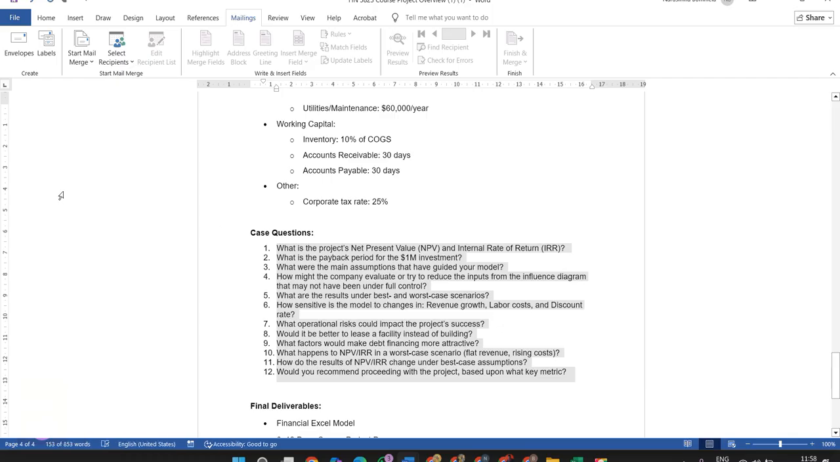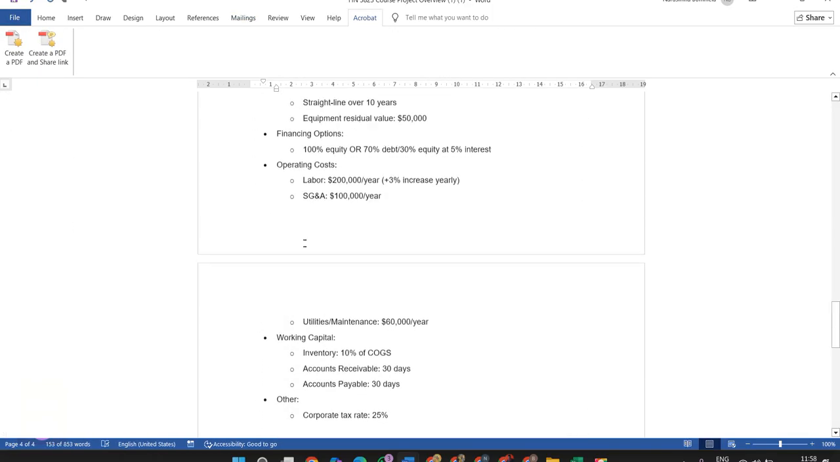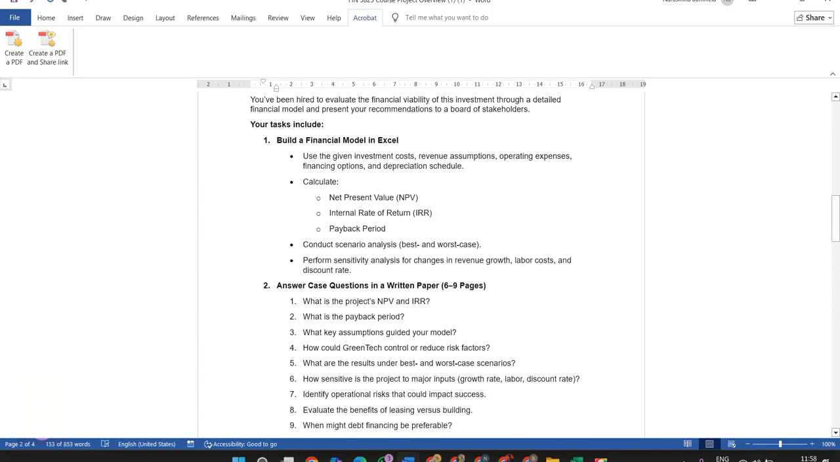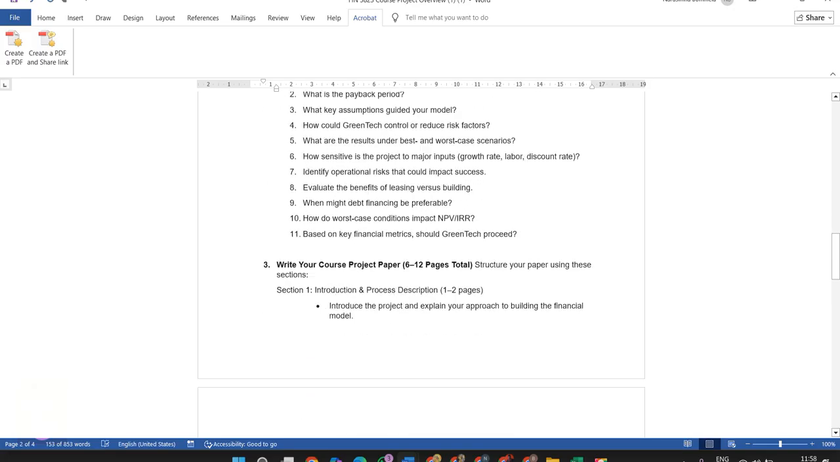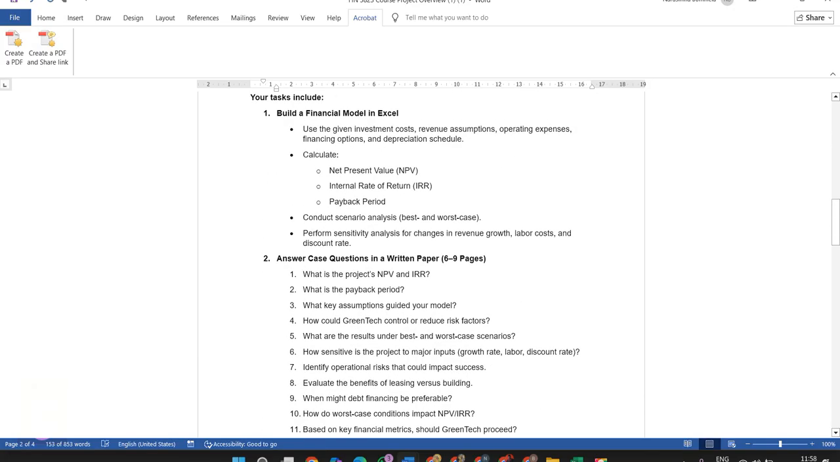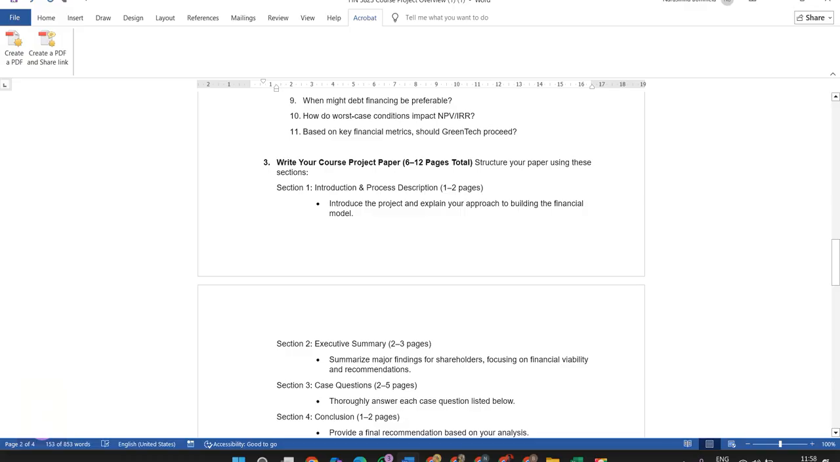However, your document structure will be like this. Here you have some basic assumptions. So write an introduction in one page. Speak about your project and what assumptions you have, some of the important assumptions. Introduce your project and explain your approach to building a financial model.